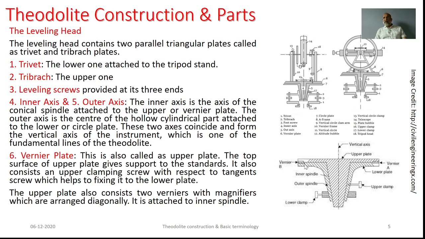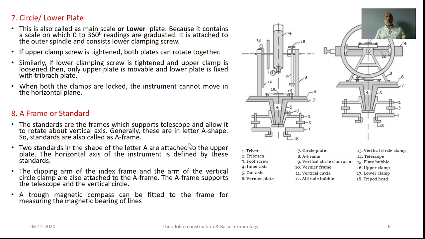Here, this upper plate is provided with vernier A and vernier B, which are placed opposite to each other in order to facilitate reading smaller fractions of the main divisions. This is also called the vernier plate. The lower plate that you see is related with the main scale. It provides the graduations of 0 to 360 degrees.